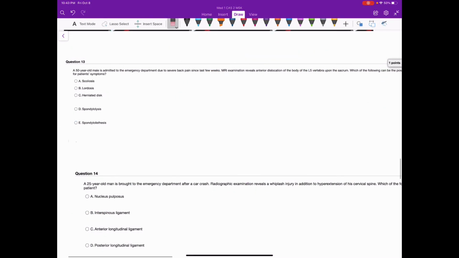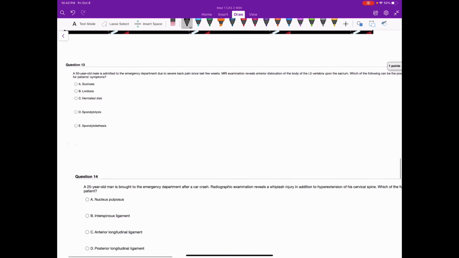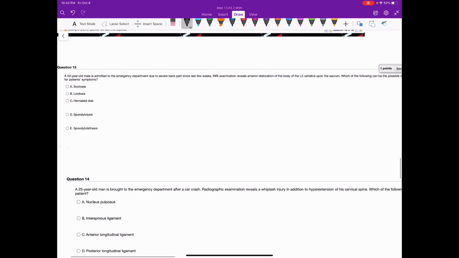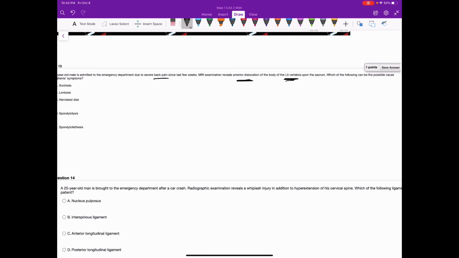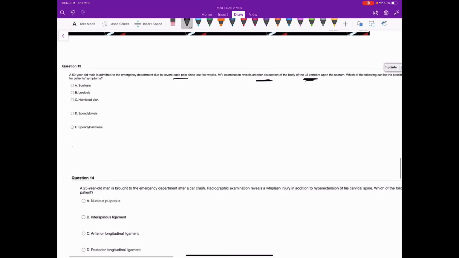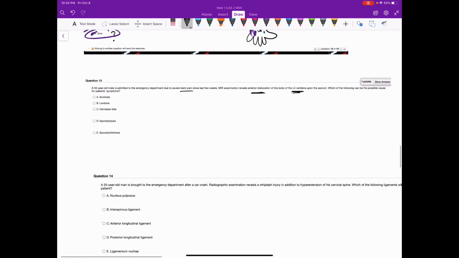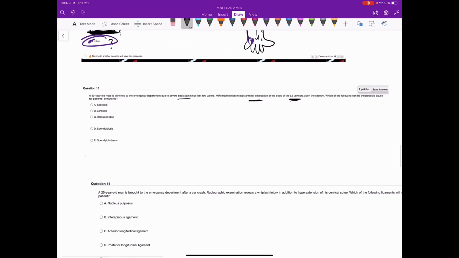Okay, so number 13, a 50-year-old male is admitted to the emergency department due to severe back pain in the last few weeks. Okay, something wrong with his back. MRI examination reveals anterior dislocation of the body of the L5 vertebrae upon the sacrum. Which of the following can be possible cause for the patient's symptoms? Okay, so he has back pain. Something's wrong with his back.